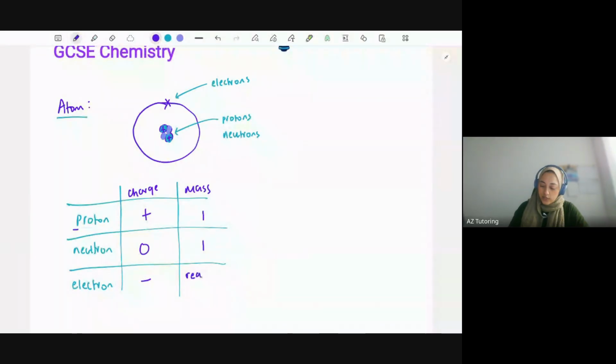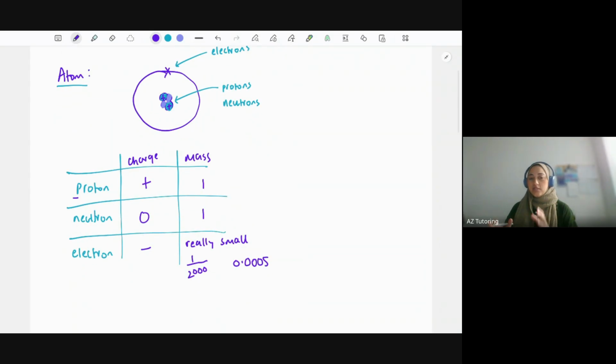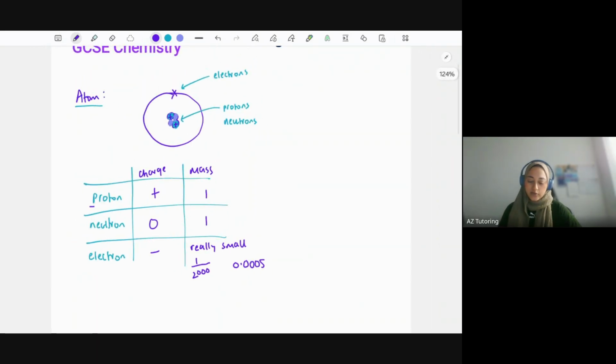So a few things you could write here. You could say really small. You could say 1/2000. You could say 0.0005. So anything along those lines. But I'd recommend steering away from that 0. I know some teachers do just put a 0 there, but you can't really have a 0 mass. Okay, so that's the charges and masses of each of them.